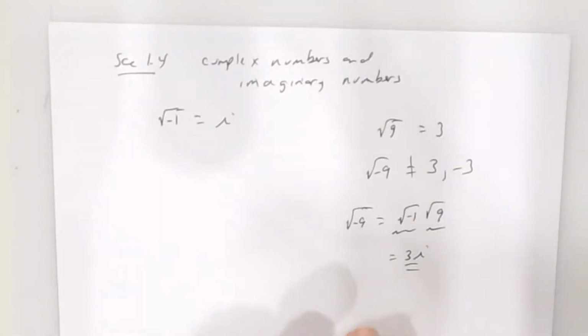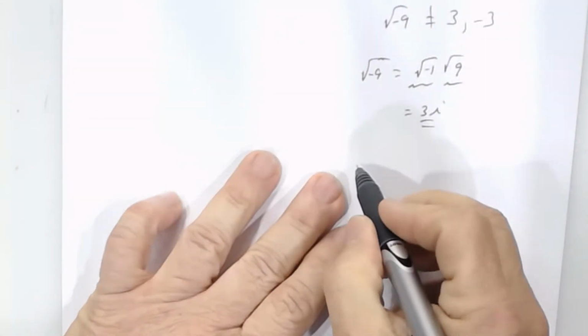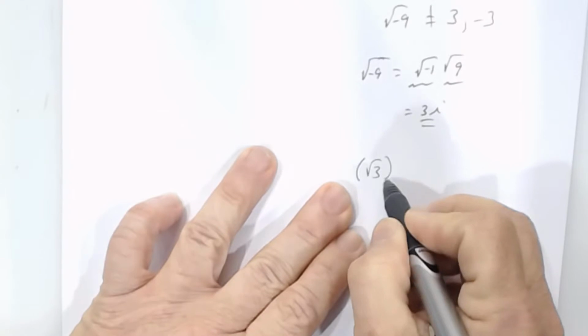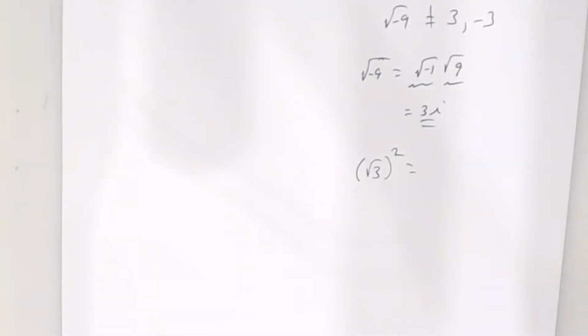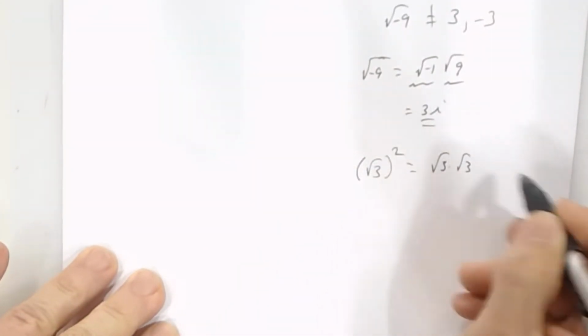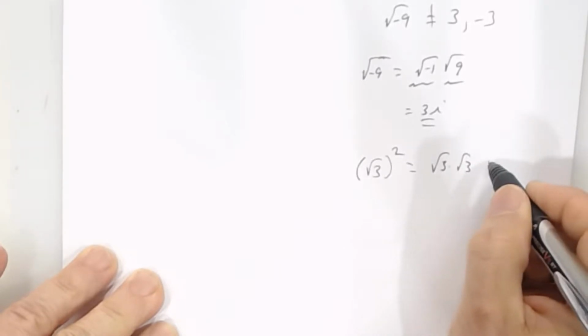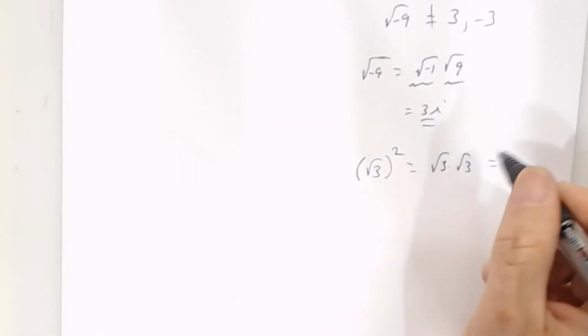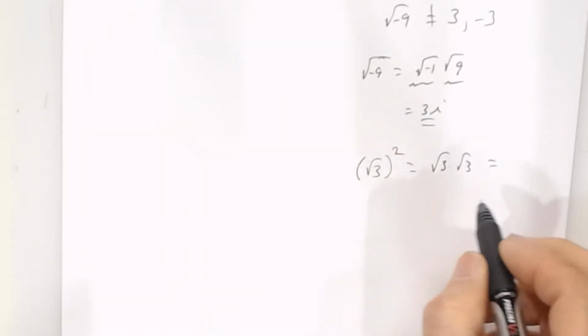Now, let's go back and review something else from last semester. What is the square root of 3 squared? It's 3. Because the square root of 3 squared means the square root of 3 times itself, right? The exponent tells you how many times you multiply by itself. So that's 3. Now you have to be careful with what I'm about to do with the negative number, though. But the square root of 3 squared is 3.